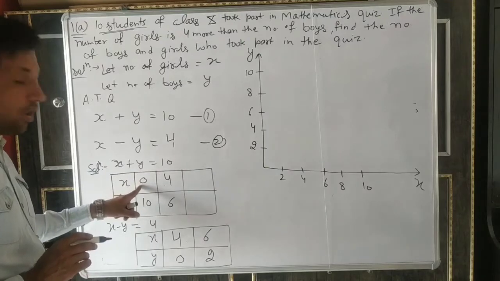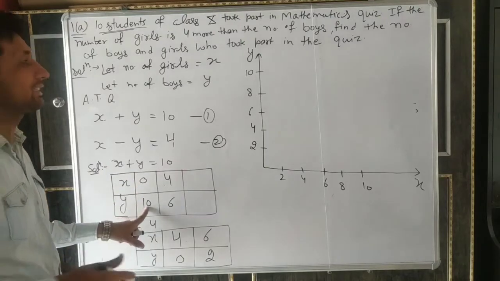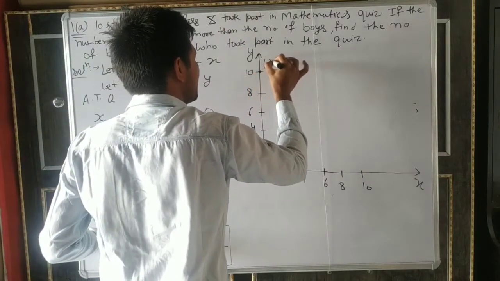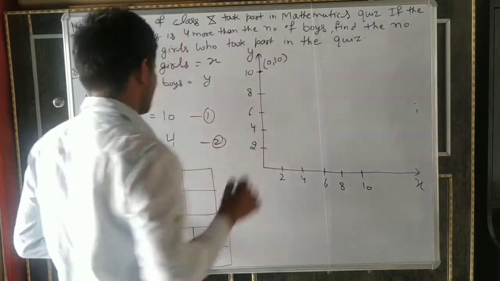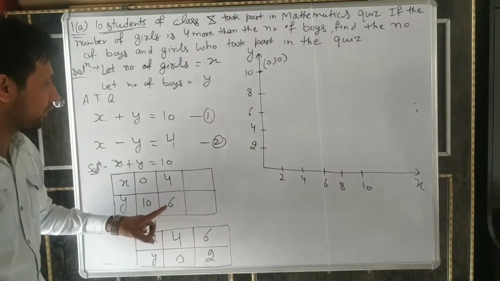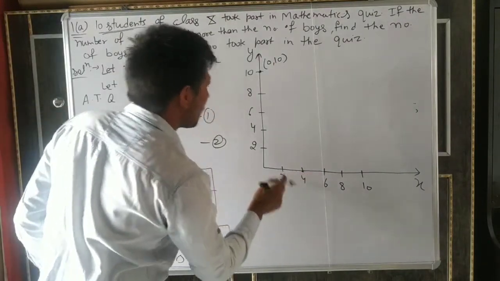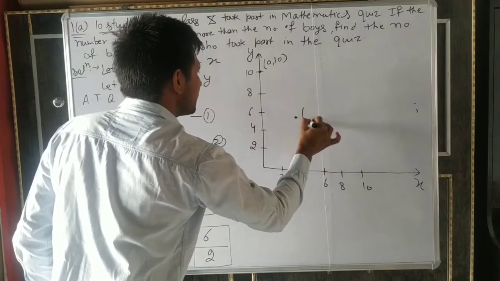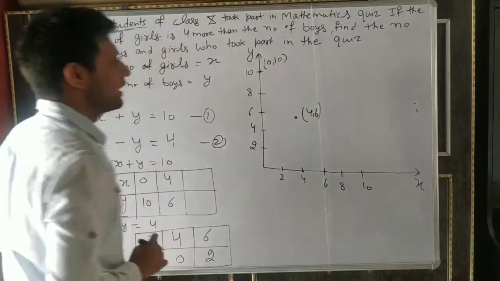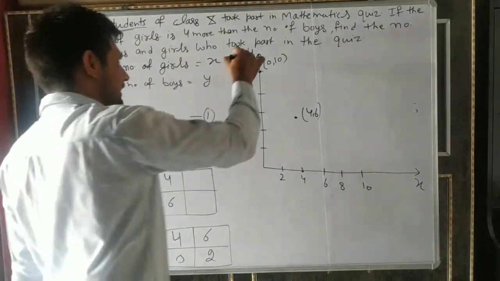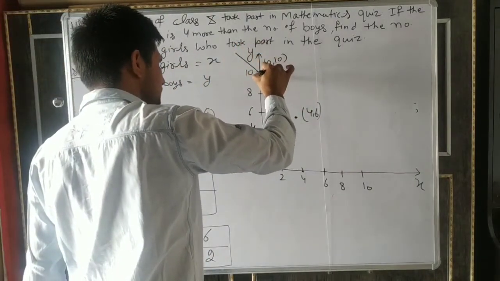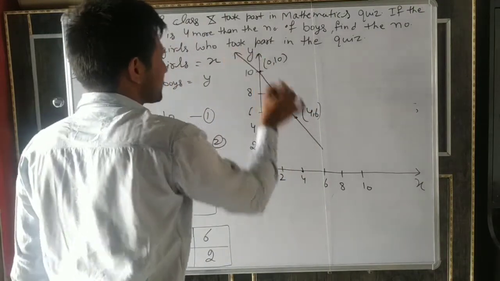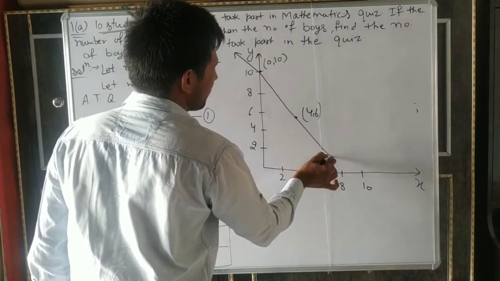X is 0, so y is 10. X is 0 is always on the y-axis, so this is the point (0, 10). Next, x is 4, so y is 6. This is the point (4, 6). Understand? Join these two points with a line using a scale, and extend it.